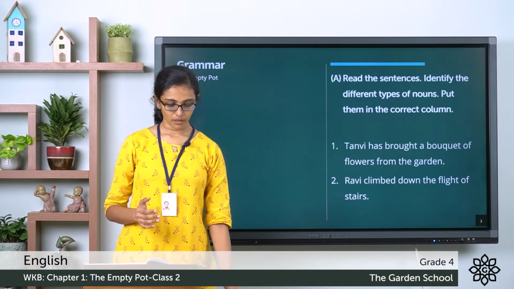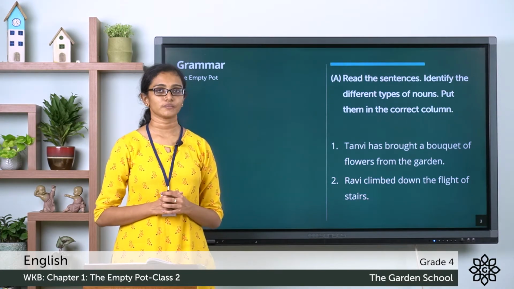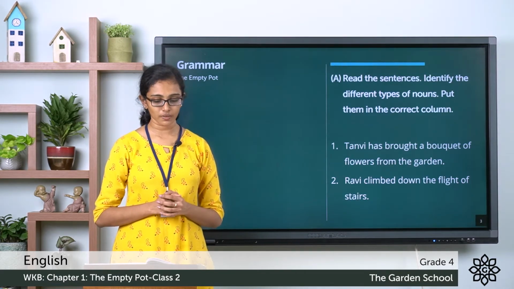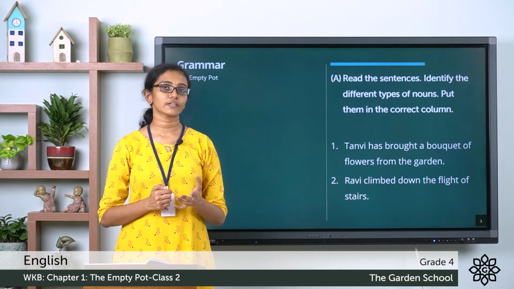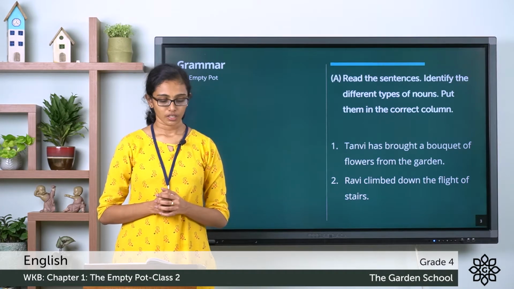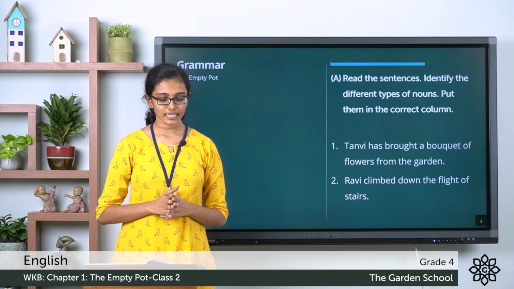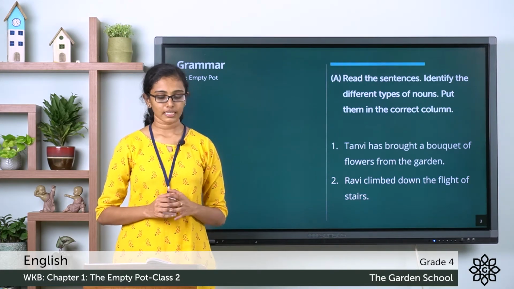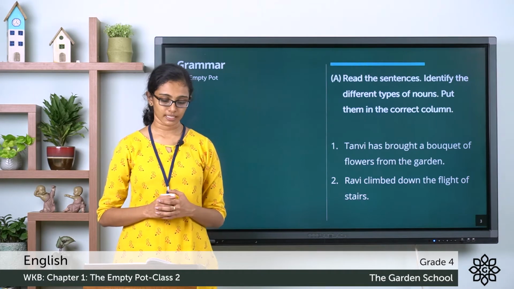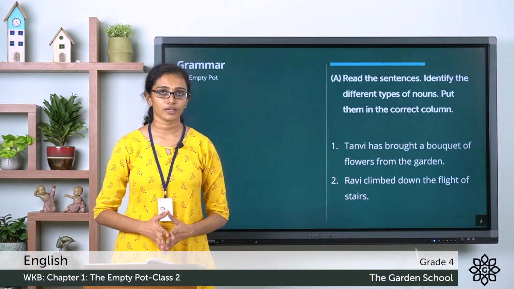So on page number 4 of your English workbook, you can see the grammar section. And here it talks about the different types of nouns. We have already learned what nouns are and the different types of nouns. Here, the question for section A is: read the sentences, identify the different types of nouns. Put them in the correct column. One has been done for you. So you can see 8 sentences are given here.